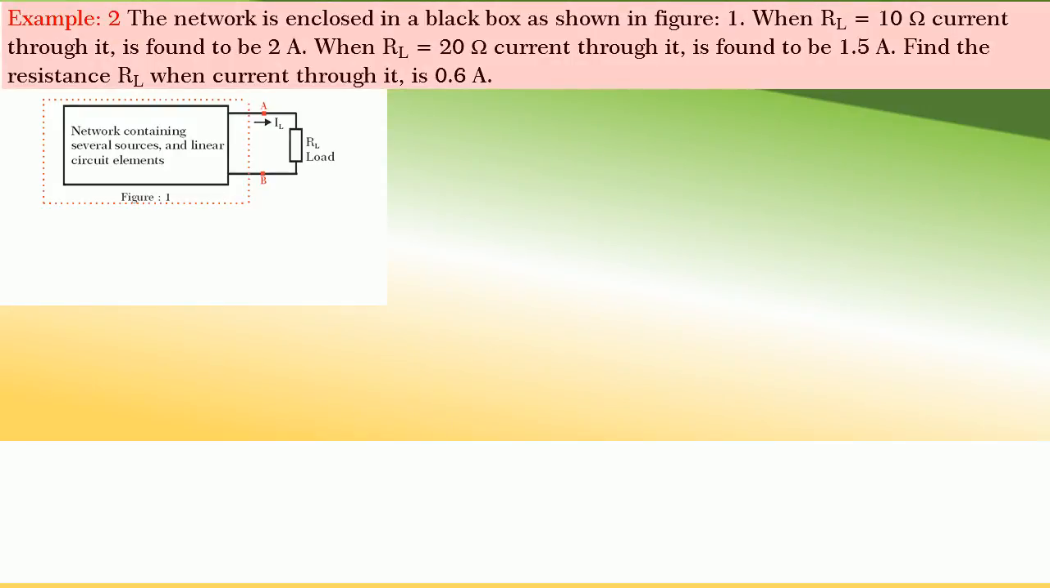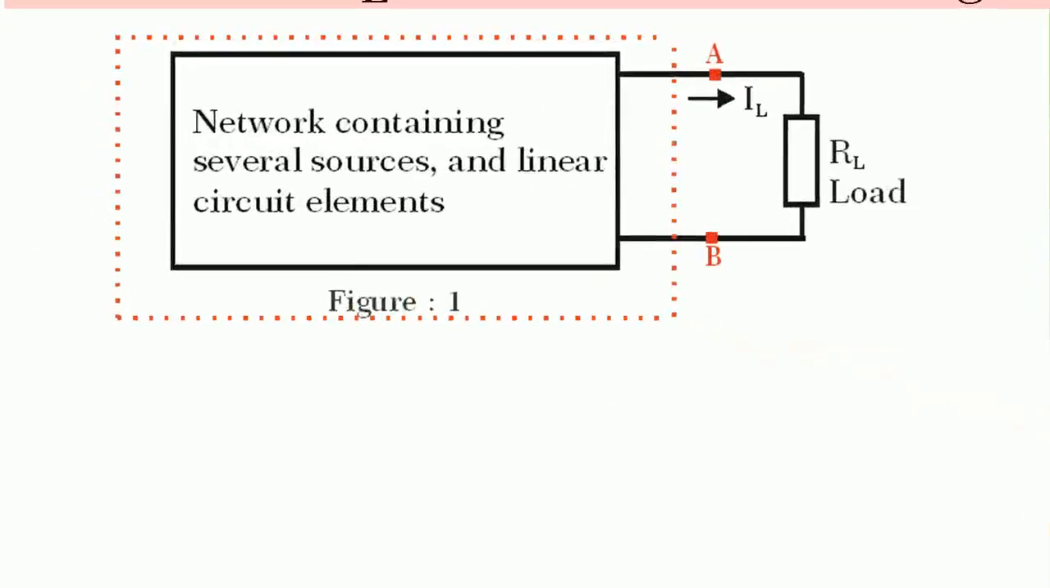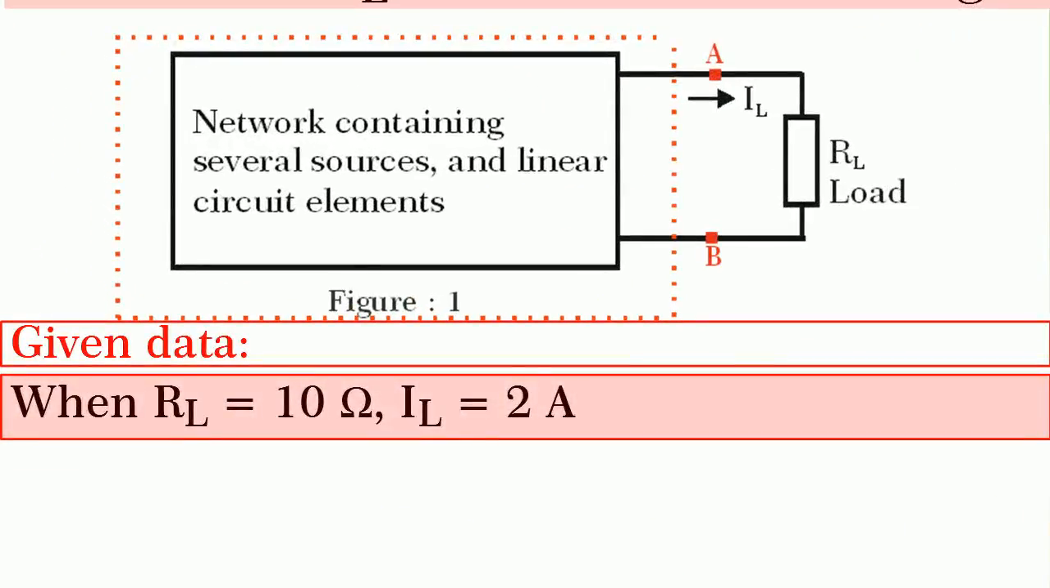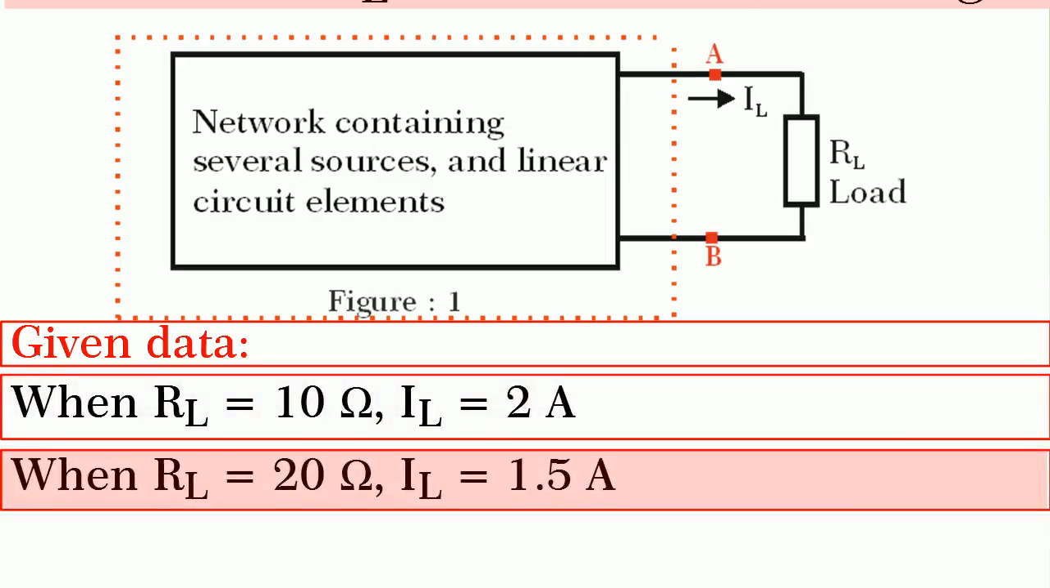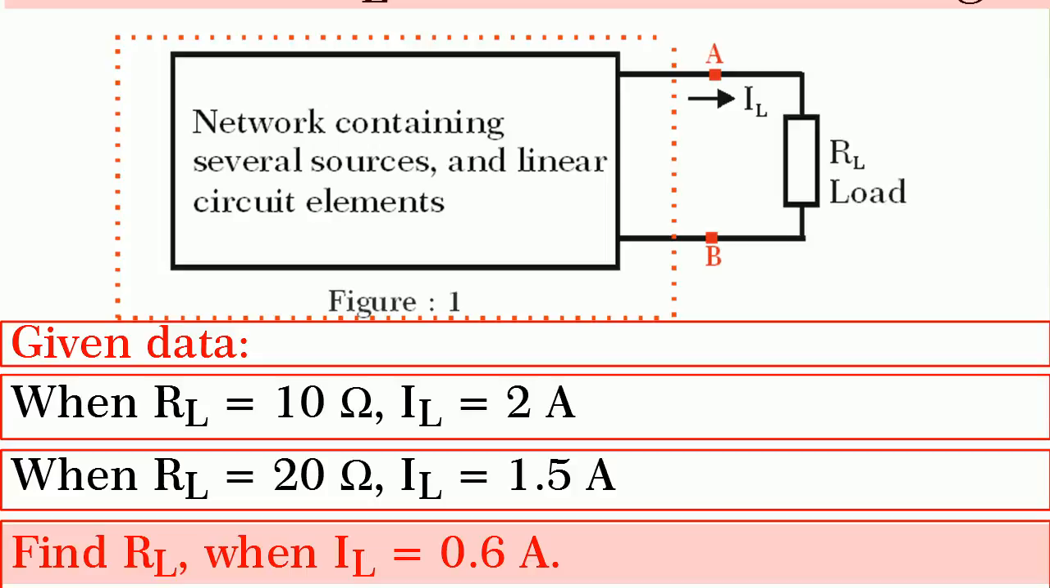The network is enclosed in a black box as shown in figure 1. When RL is equal to 10 ohm, current through it is found to be 2 amperes. When RL is equal to 20 ohm, current through it is found to be 1.5 ampere. Find the load resistance RL when the current through it is 0.6 amperes.